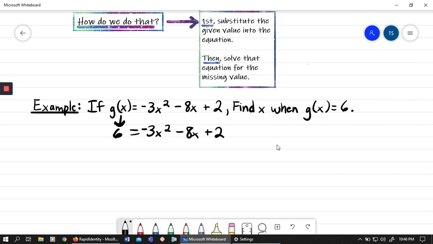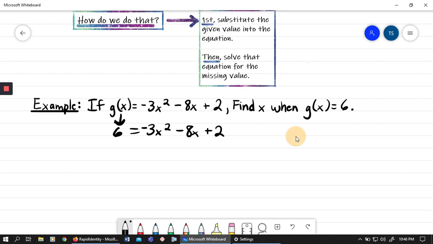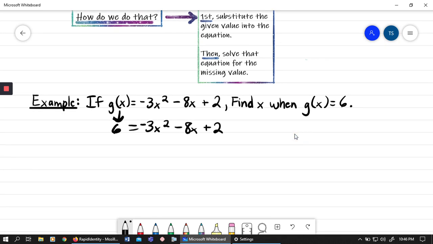As far as in this video, I'm just going to show you. I'm going to solve it by factoring. In this particular video, I'm not going to complete the square because we'd have to divide each term by -3, which means we'd have some fractions in there that y'all probably wouldn't want to deal with.